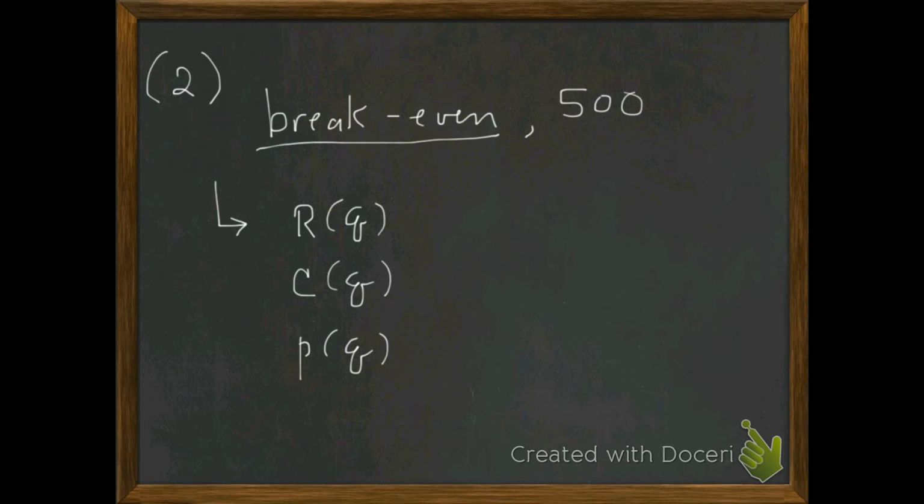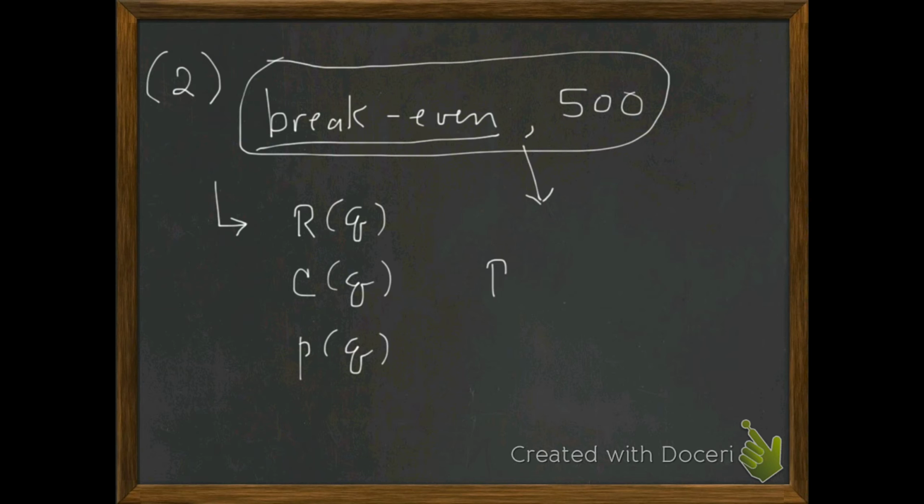Now, what does this information tell me? The break even happens at 500. This part right here tells me that R of 500 must be equal to C of 500. Revenue equals cost when we break even. Now, revenue of 500 equals the cost of 500.